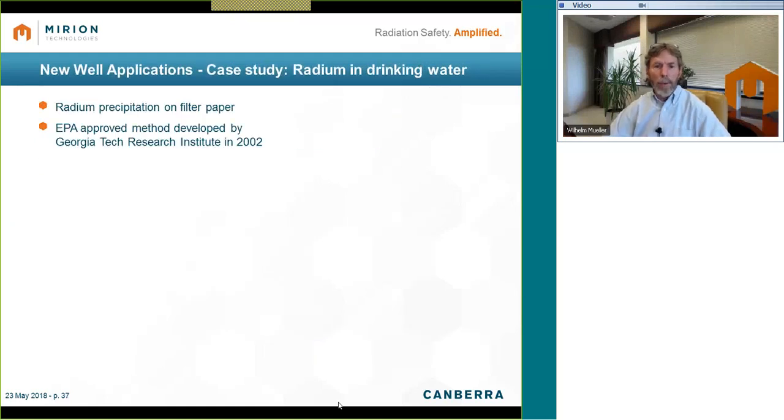Next up, I want to do a quick review of the radium concept we just talked about. We take radium precipitated onto a filter paper. That method was approved by the EPA for use in drinking water in 2002, but has been in use in laboratories since the early 1990s.